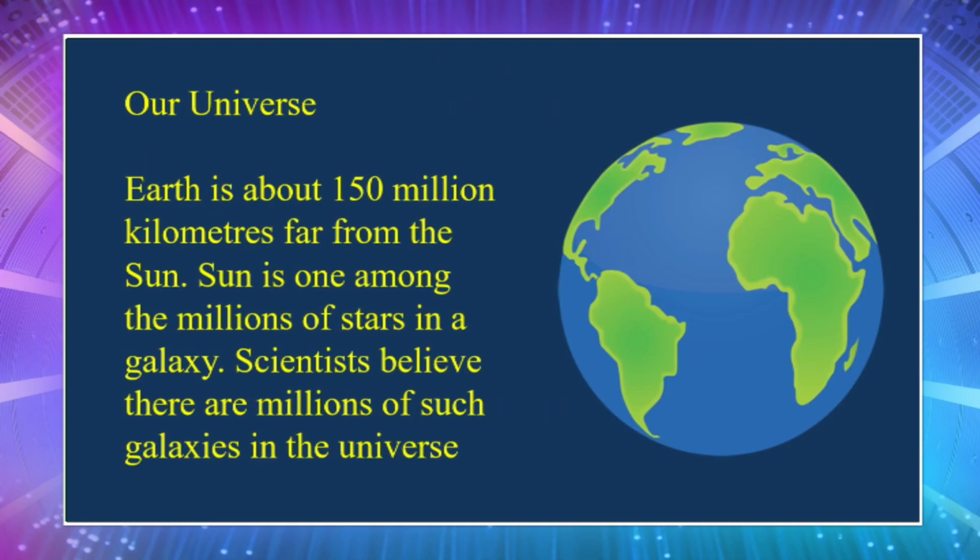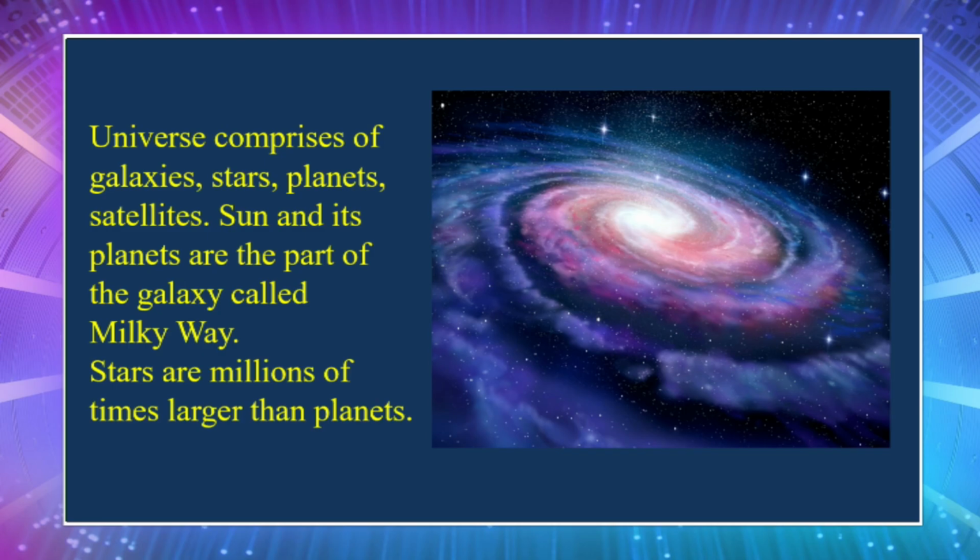Our universe. Earth is about 150 million kilometers far from the Sun. Sun is one among the millions of stars in a galaxy. Scientists believe there are millions of such galaxies in the universe. Universe comprises of galaxies, stars, planets, satellites. Sun and its planets are the part of the galaxy called Milky Way. Stars are millions of times larger than planets.